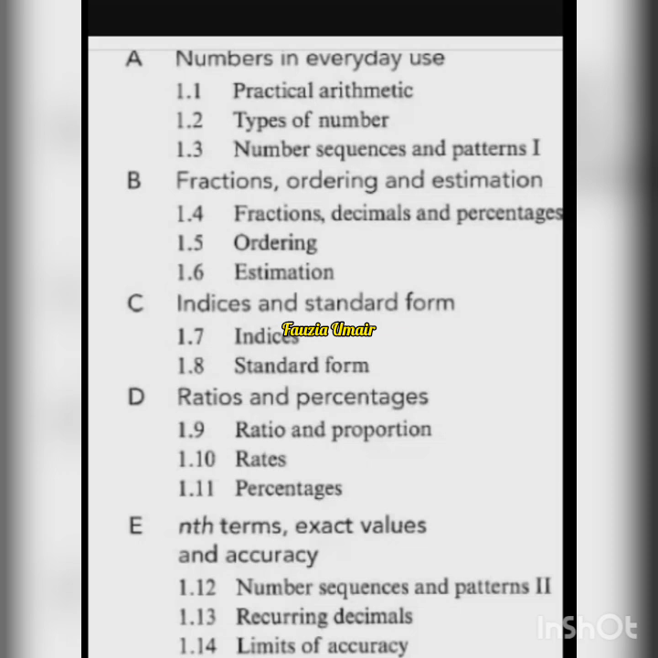So we should skip the topics which are left, because you told me you want to do indices, you want to do surds, they are all in this chapter. And you want to do proportion. Proportion is there also. Limit of accuracy is there. Standard form is there. So do you really want to skip all this and move on to the algebra? No, ma'am. All right.